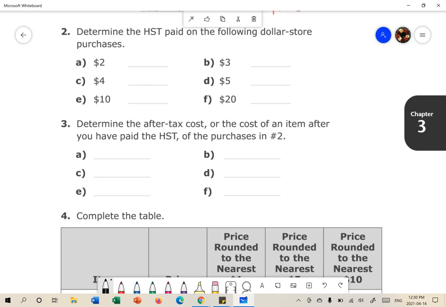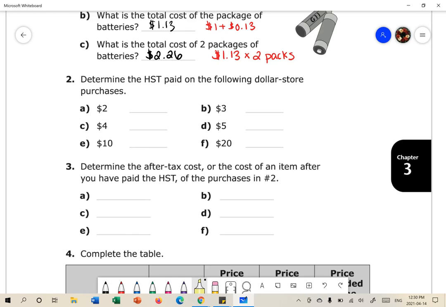Determine the HST paid on the following dollar store purchases. So remember, HST is 13%. So to determine the HST amount, I'm going to multiply each of the totals individually by 13% in decimal form, which is 0.13.